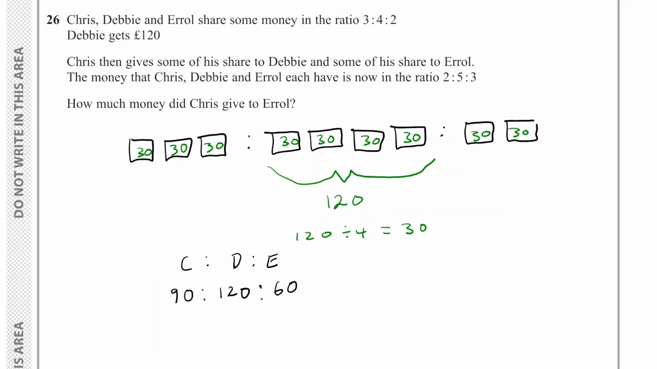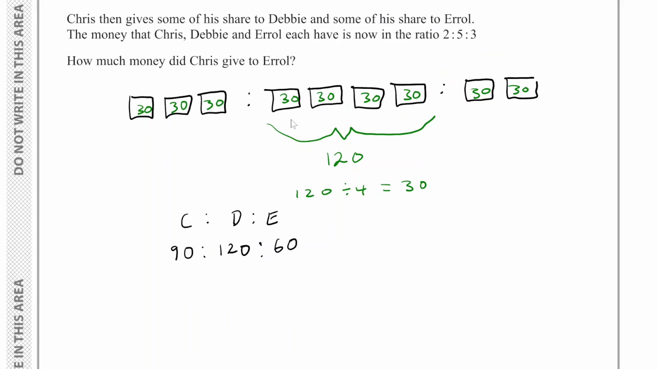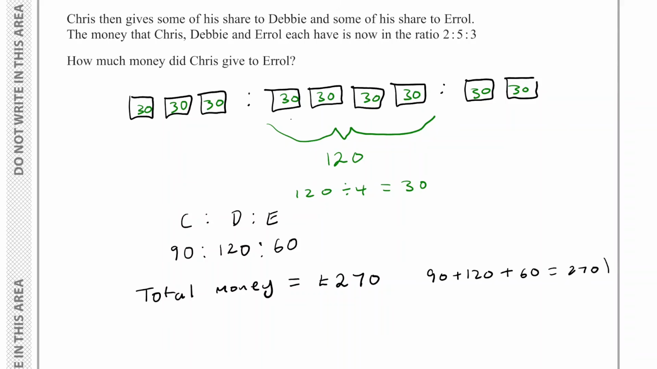Chris then gives some of his share to Debbie and some to Errol. And the money that Chris, Debbie and Errol now have is in the ratio 2 to 5 to 3. How much did Chris give to Errol? So the total money is 90, 120 and 60. So £270. So 90 plus 120 plus 60 equals 270. And we can use a calculator for that, of course. So £270. And it's now split in the ratio 2 to 5 to 3.